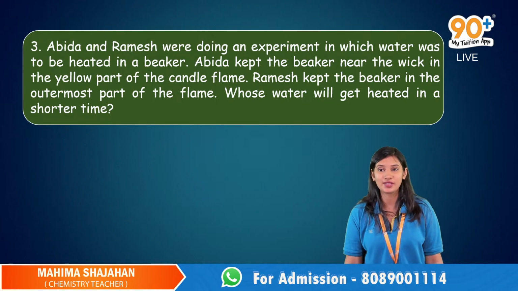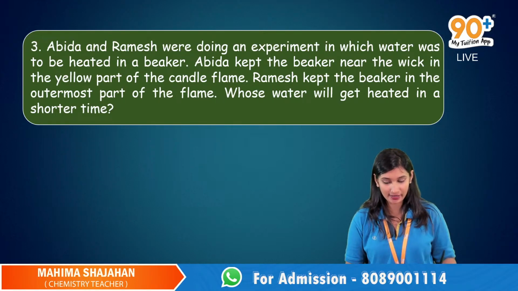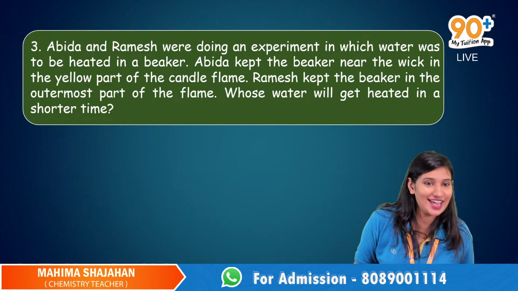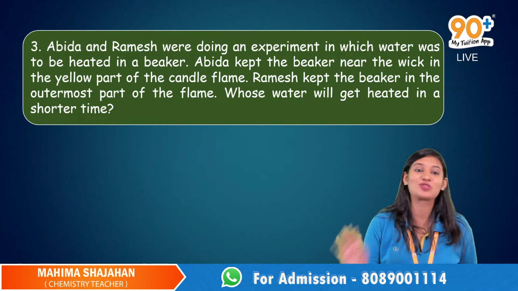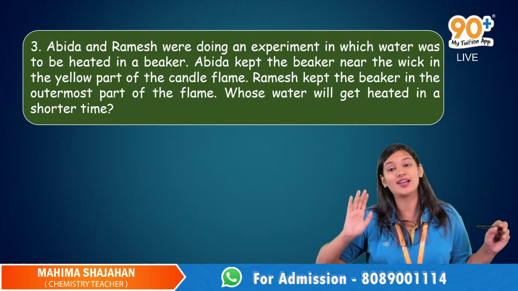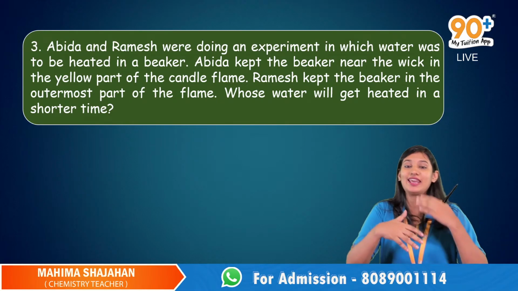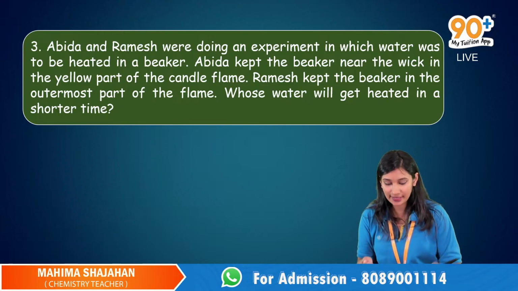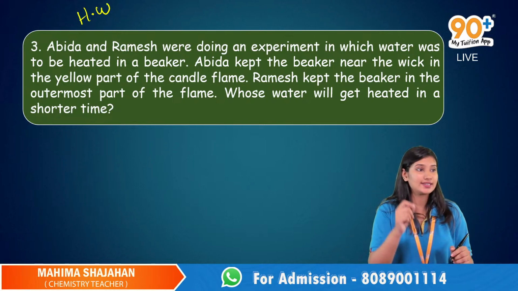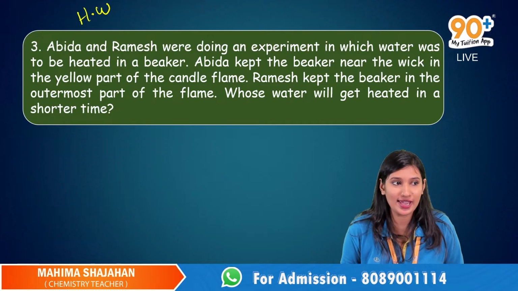What is the answer? Is it Abida or Ramesh? You can type the answer. Okay, yes, unanimous. Everyone says it's Ramesh. Yes, very good. Why? Because the outermost part is the hottest part. So Ramesh's water gets heated first. You should do this as homework. Type the answer and send it to your class teachers. Okay, is it clear?